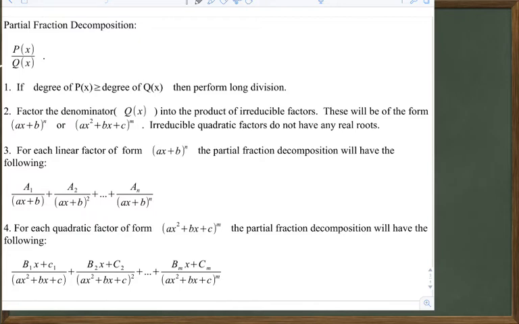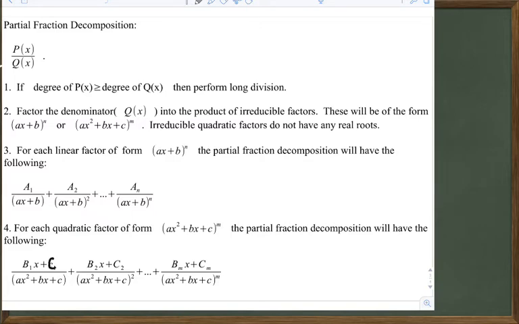(B1x + C1) over (ax^2 + bx + c) plus (B2x + C2) over (ax^2 + bx + c)^2, all the way out to (Bmx + Cm) over (ax^2 + bx + c)^m. And then this should have been an uppercase C right here.